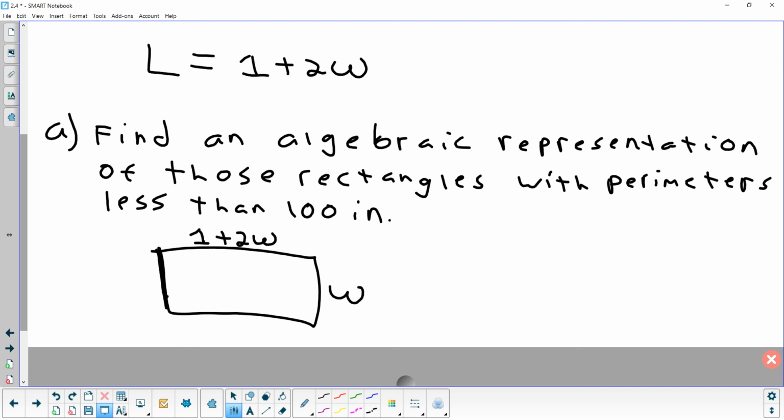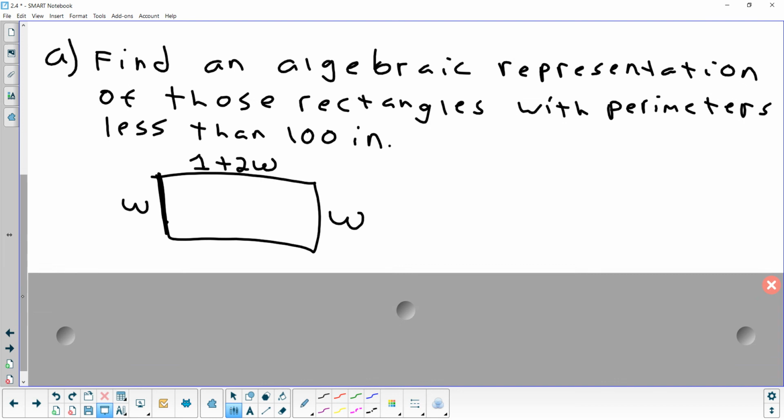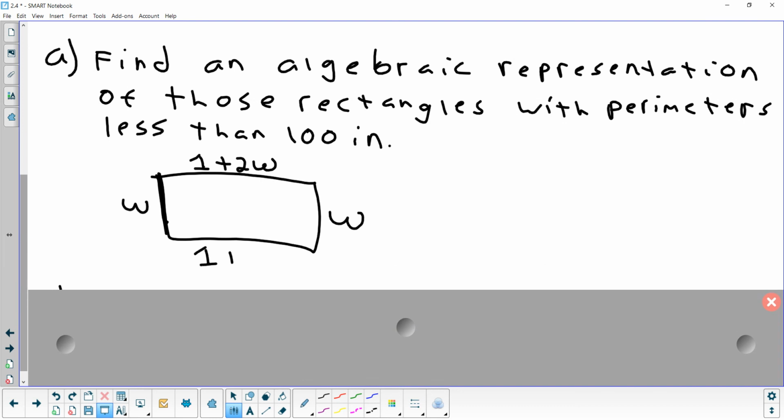So how long is this left side? Caleb? Just w. And how about the bottom side? 1 plus 2w. Now it says find an algebraic representation of all the rectangles with a perimeter of less than 100. So perimeter less than 100. What's my perimeter of this rectangle? Yep, Tim? 1 plus 2 w's and 2 w's together. And if you add all that up, what do you get?